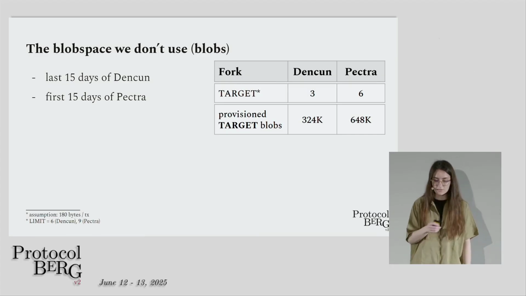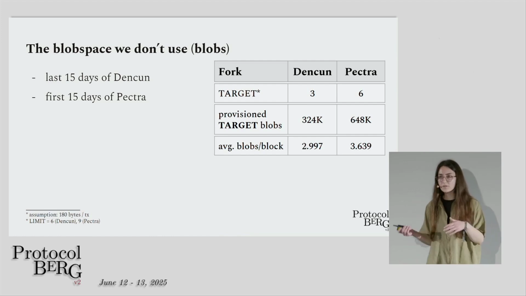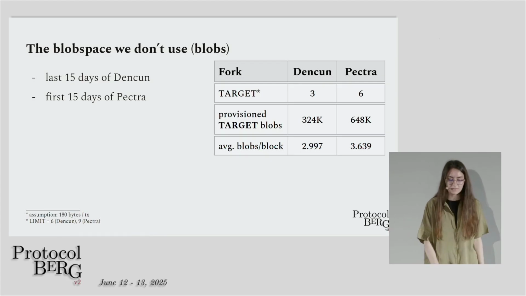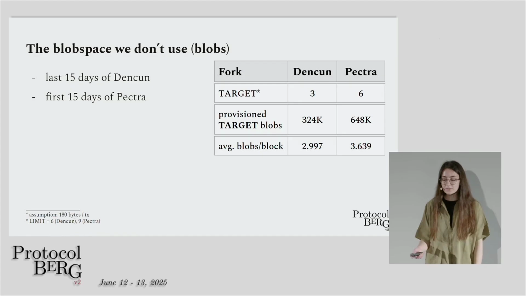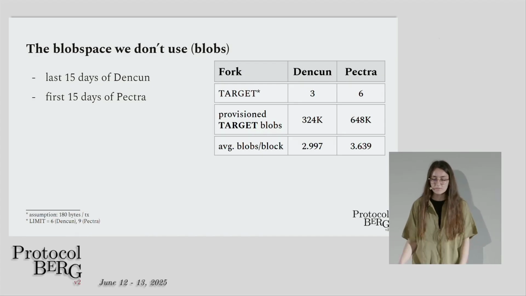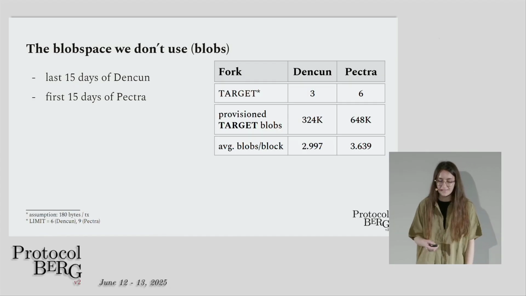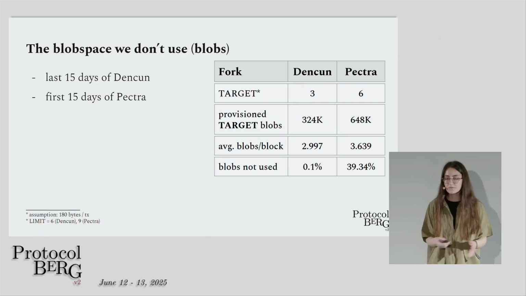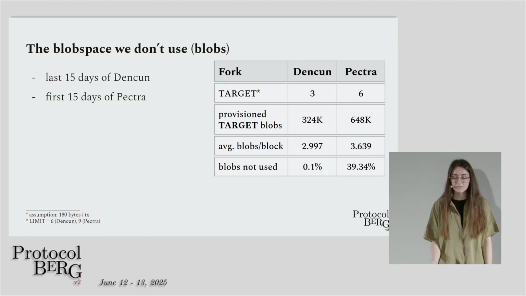But now the interesting numbers. So first, the average blobs per block, because remember some blocks can have more blobs, some others less. For Danksharding, this number was very close to the target, meaning there was very little space to scale. For Pectra, however, this number is quite a while from the target, meaning we still have some space to scale the rollups. And if you look at the percentage of the blobs we don't use, for Danksharding this number is insignificant, whereas for Pectra we still don't use 40% of the blobs.